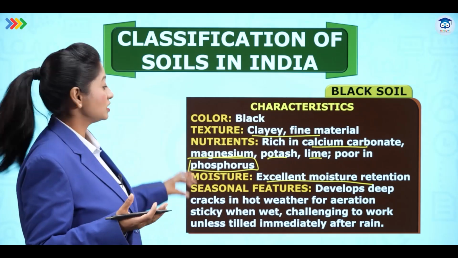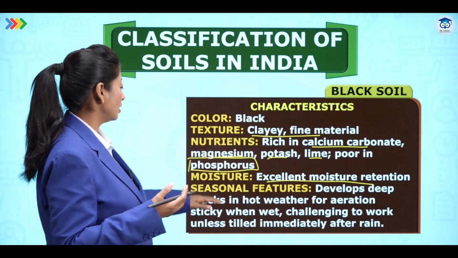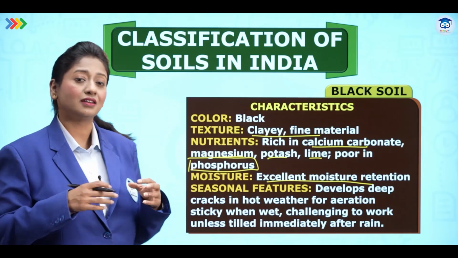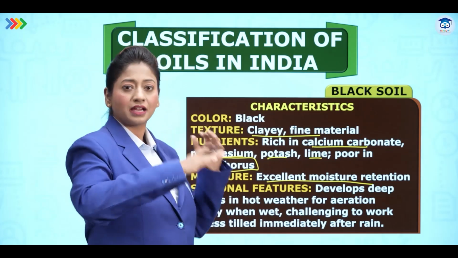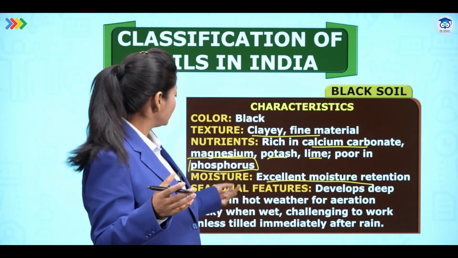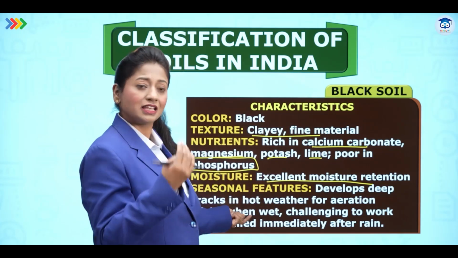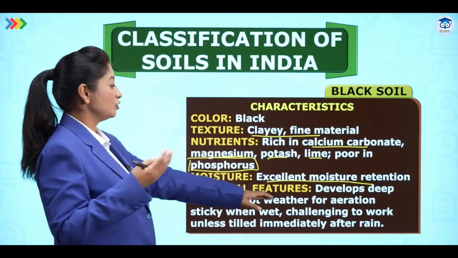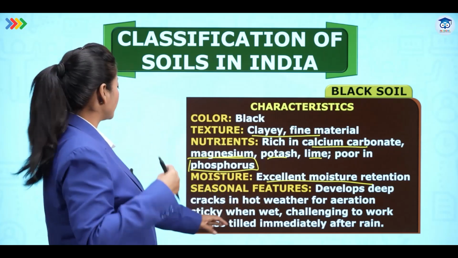Seasonal features: it develops deep cracks in hot weather for aeration. During the dry season, you must have seen land which has cracks in it. Why does this happen? Because when there is less water in this soil, it develops these cracks, and that's how it looks. This is normally due to aeration, so the air can pass.